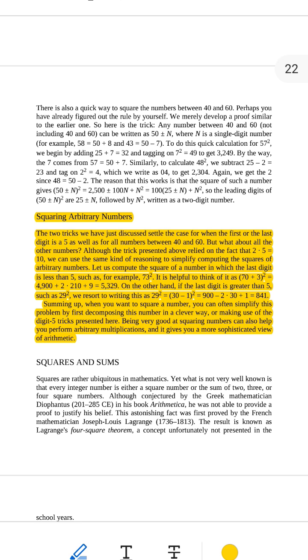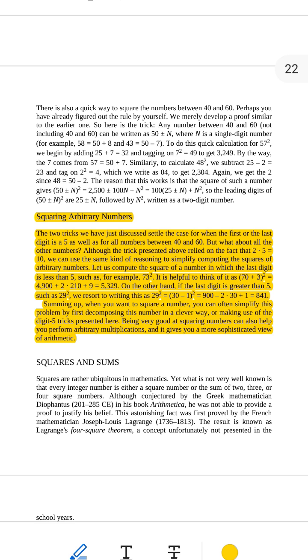Example 1, squaring 73. Let's go through this example in detail. Step 1, break down 73 into 2 parts. We can think of 73 as 70 plus 3. So A equals 70 and B equals 3. Step 2, square each part separately. Square 70: 70 times 70 equals 4900, because 7 times 7 equals 49 and then we add 2 zeros. Square 3: 3 times 3 equals 9.